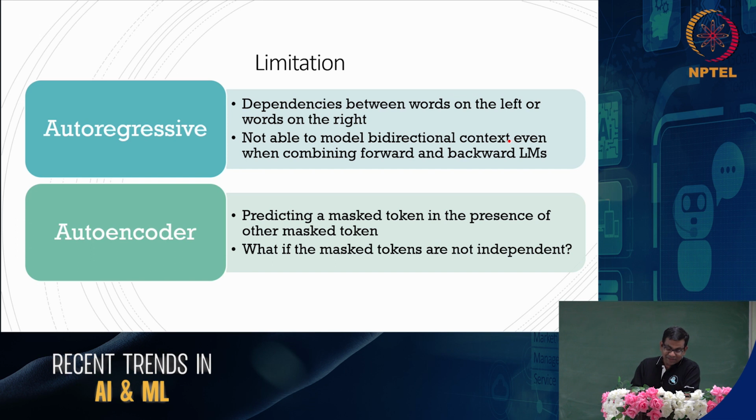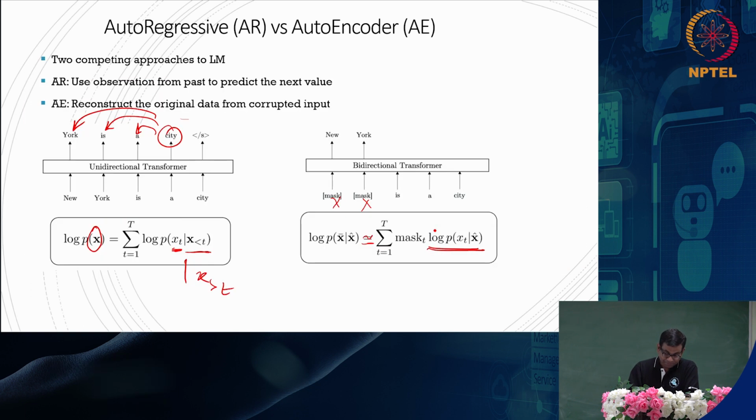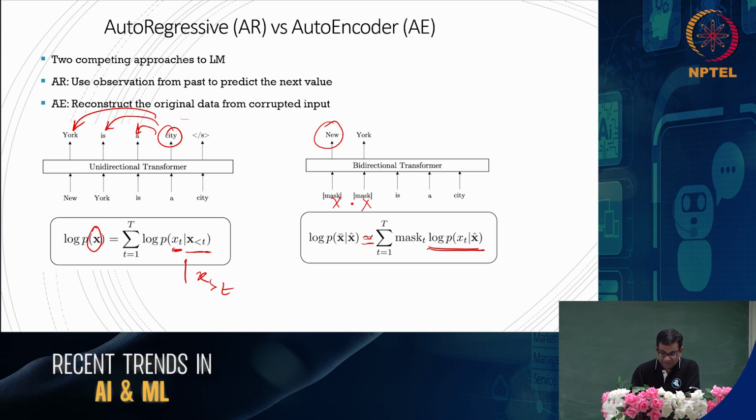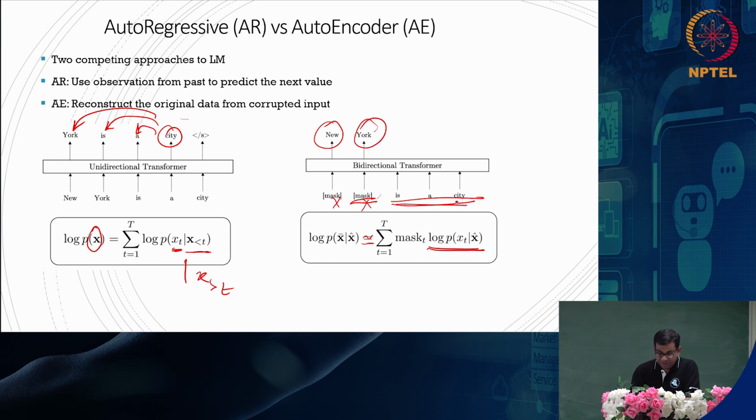Now, on the other side, autoencoder is predicting a masked token in the presence of other masked tokens. So when you are predicting New, you have no information about this other token. You are only predicting with these three other tokens. And when you are predicting this one, also you have only these. You do not know anything about this token. So this is the problem of the autoencoder one.